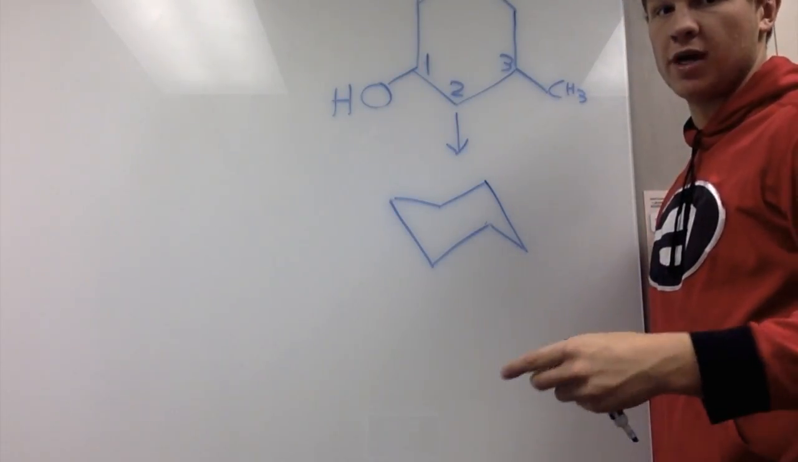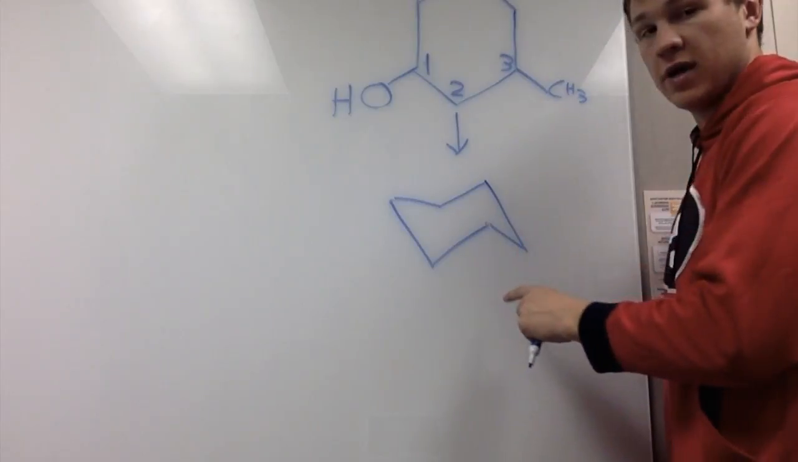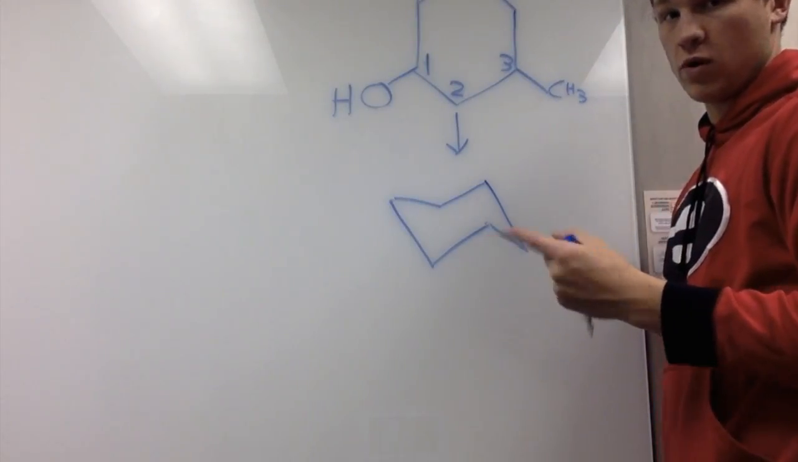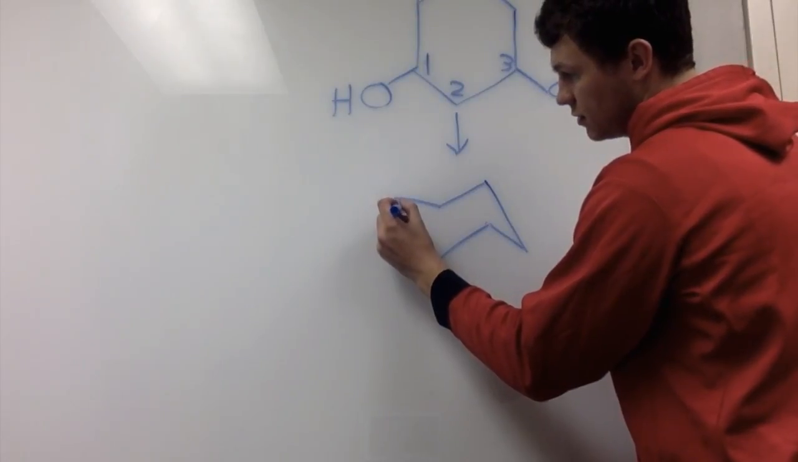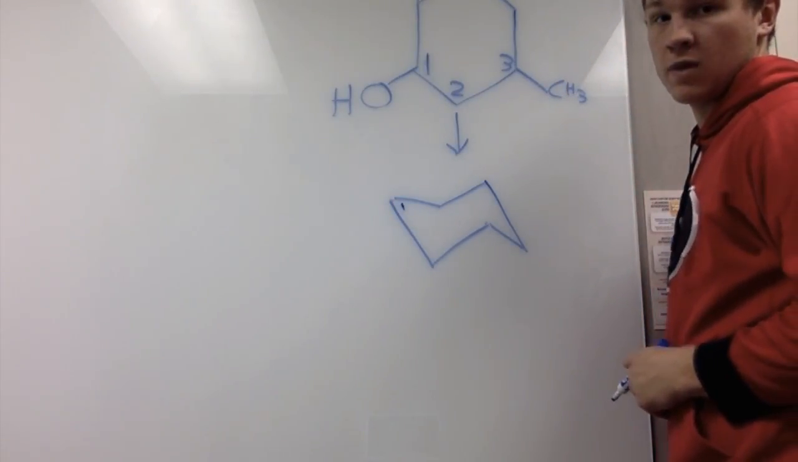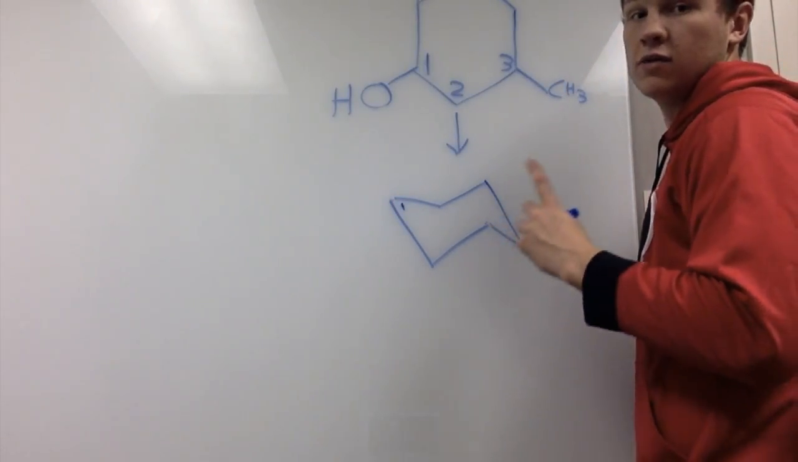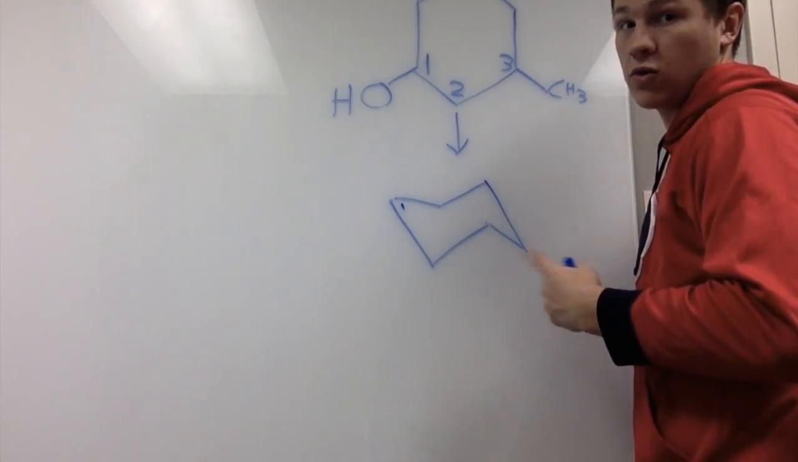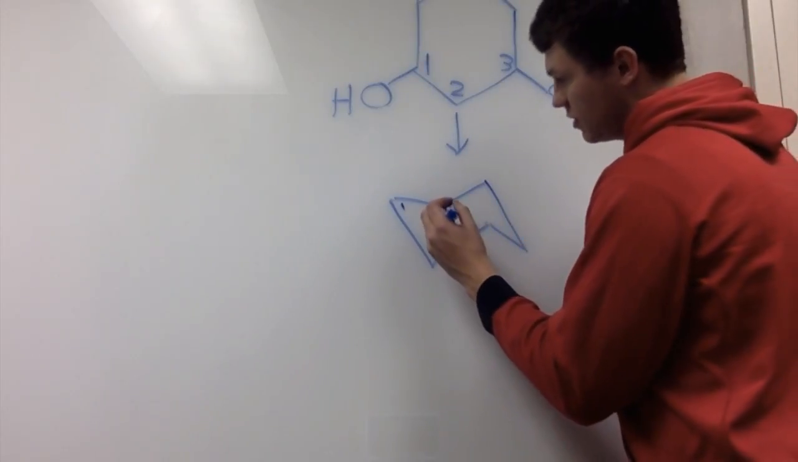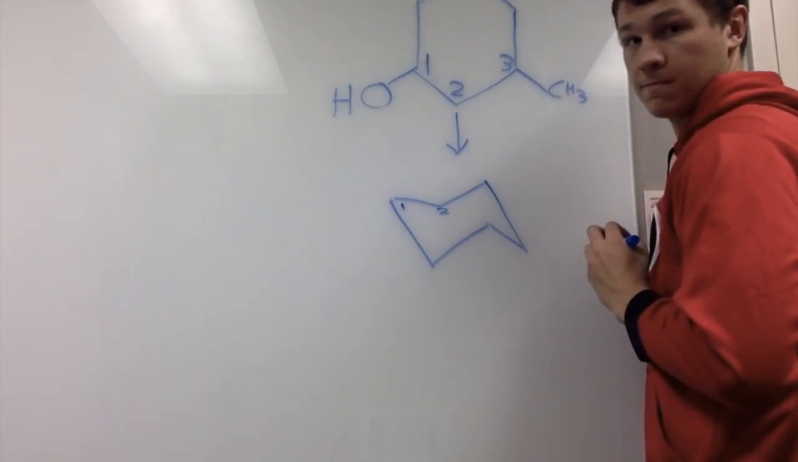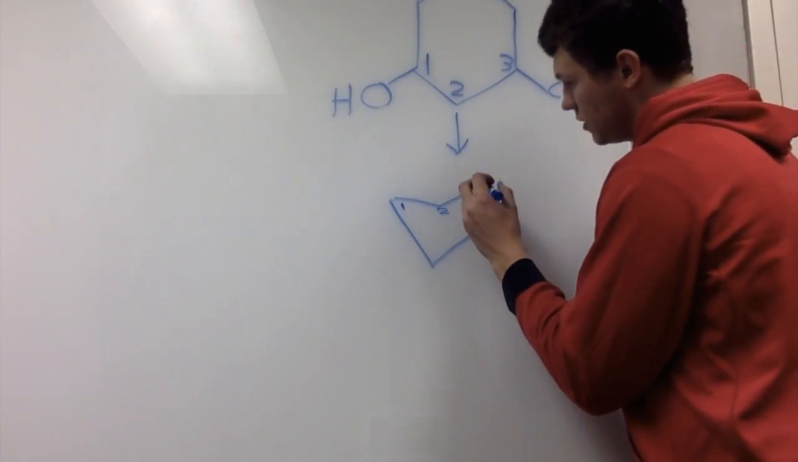So you can pick any carbon you want on your base to be carbon 1. I am going to choose this carbon right here as carbon 1. Then from there, you can count either clockwise or counterclockwise. It does not matter. So I'm going to choose this carbon to be number 2, and this one to be number 3.